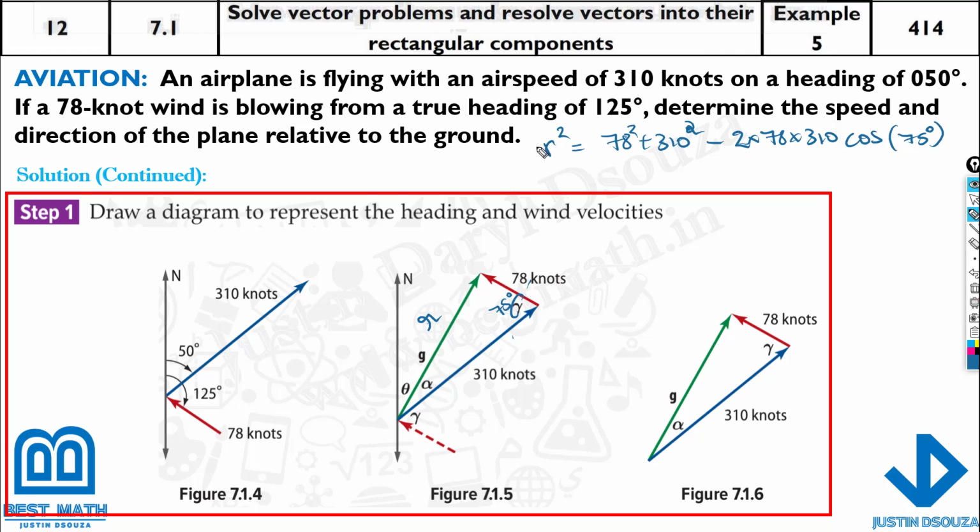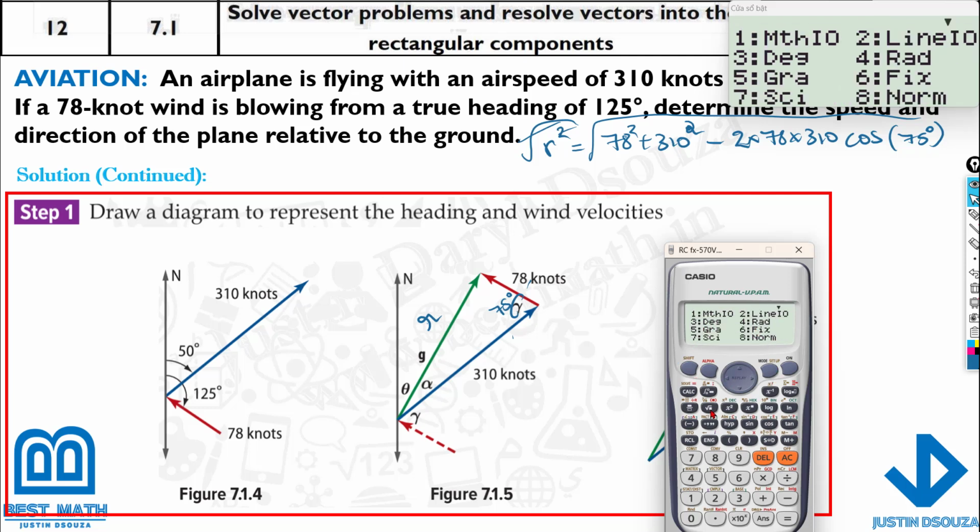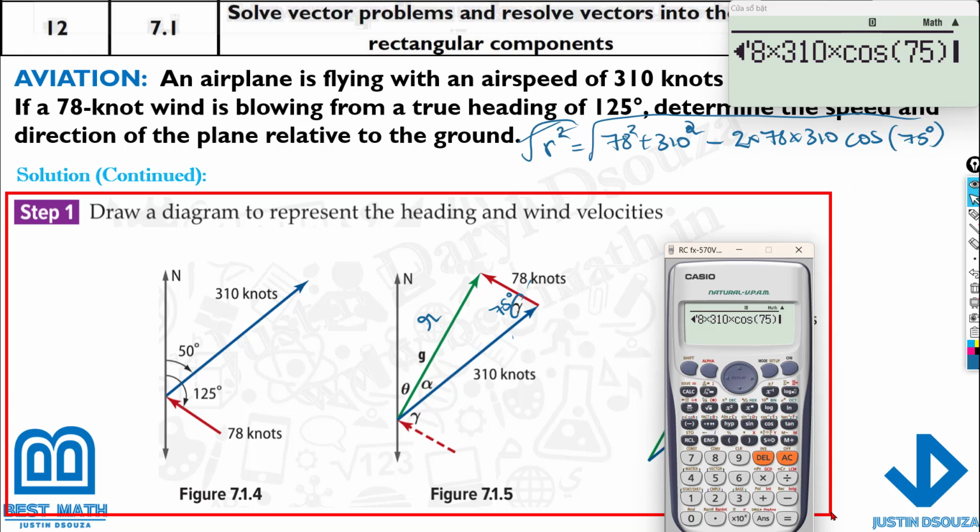If you take the square root of this, you get R, the resultant. The square cancels, so all you do is put it in the calculator. Square root of 78 squared plus 310 squared minus 2 times 78 times 310 times cosine 75 degrees. Close the bracket. Make sure your calculator is in degree mode. Yes, it is in degree, so I can use 75. If it was in radian, the answer would be wrong, so press shift 4 and 3 or clear your calculator. The default mode is degree.